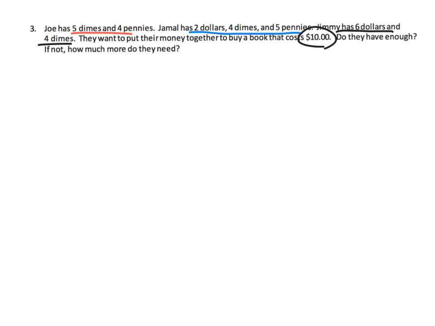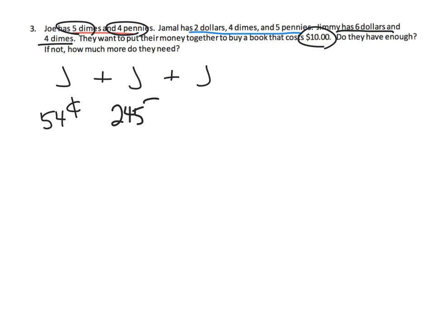So we've got Joe plus Jamal plus Jimmy. J plus J plus J. So we got 5 dimes plus 4 pennies. So I could call that 54 cents. And then we've got $2, 4 dimes, 5 pennies. They made it easy on us. That's $2.45. So I'm going to call that 245 cents that Jamal has.